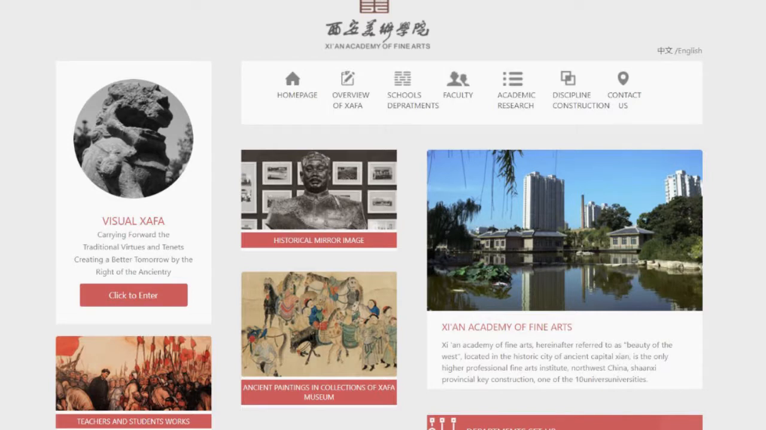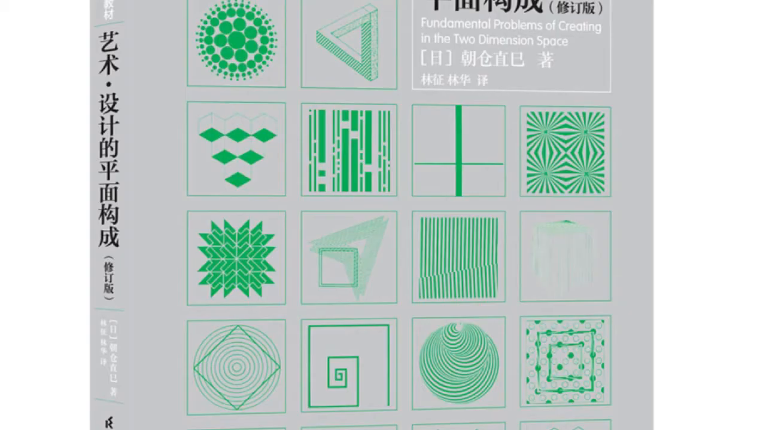I don't know about you, but when I was in my first year at the Art Academy of Xi'an in China, there was one course called 2D composition. It's a basic lesson for all the coming design courses. This exercise trains the students to express themselves with the basic 2D elements.